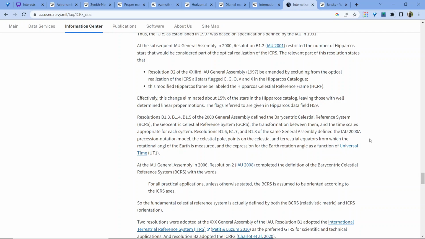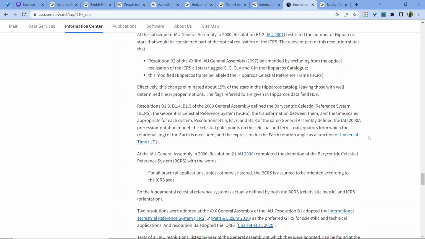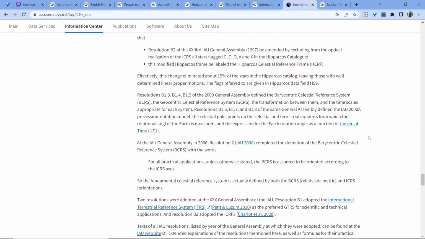Resolutions B1.3, B1.4, B1.5 of the 2000 General Assembly defined the barycentric celestial reference system, BCRS, the geocentric celestial reference system, GCRS, the transformation between them, and the time scales appropriate for each system. Resolutions B1.6, B1.7, and B1.8 of the same General Assembly define the IAU 2000A precession-nutation model, the celestial pole, points in the celestial and terrestrial equators from which the rotational angle of the Earth is measured, and the expression for the Earth rotation angle as a function of universal time, UT1.